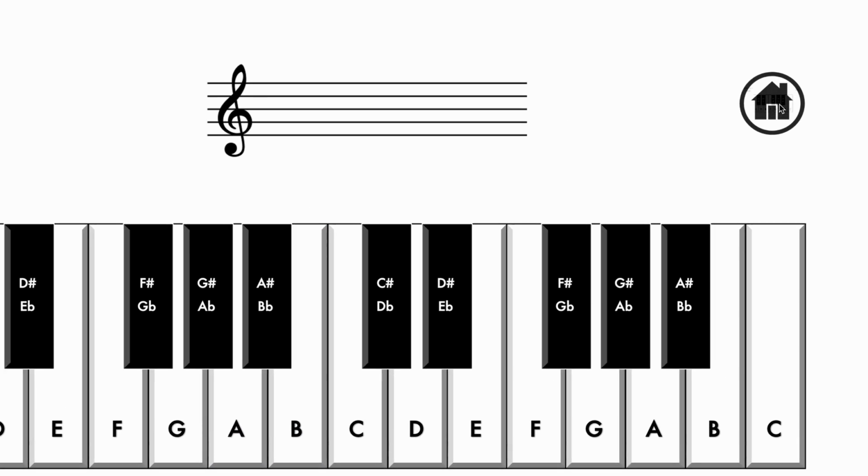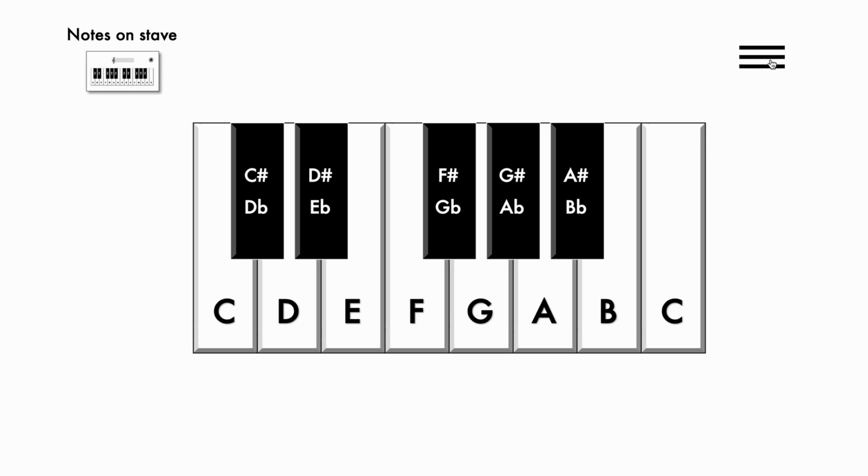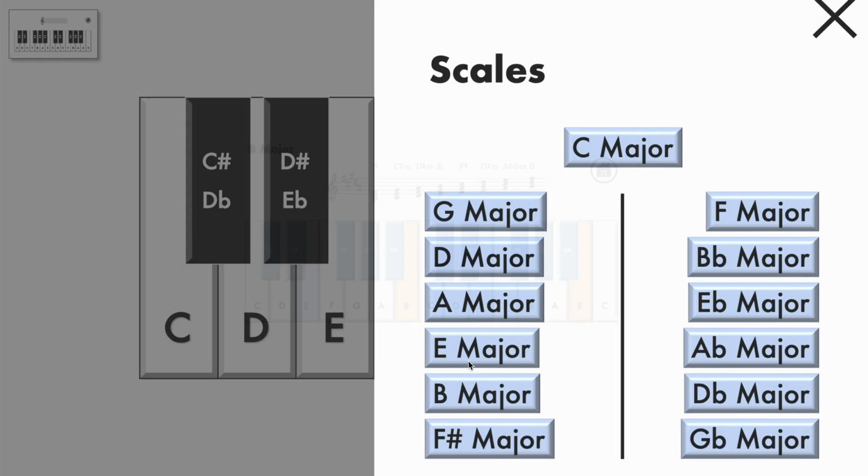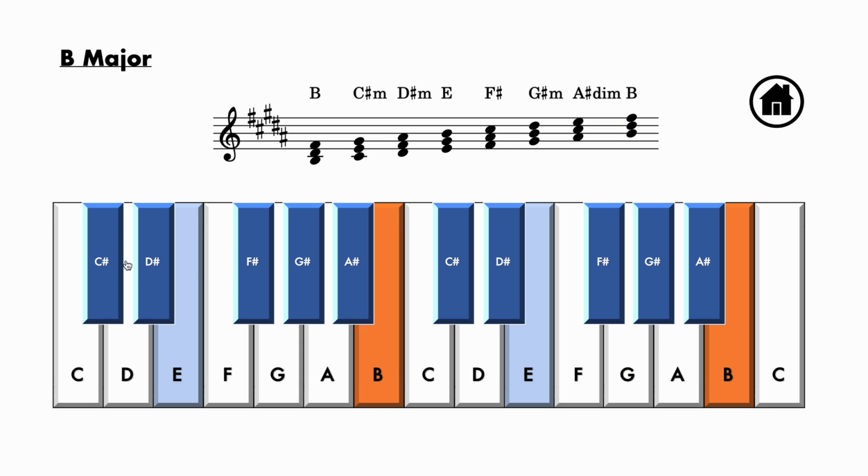This home button brings you back to the home slide, and then if you press this menu button, you can open up the scales panel, and you can just click any scale to bring you to the appropriate page. The notes in blue are the notes of the key. The orange notes here are the roots of the scale. And then up above here, the image is of the chords in that key.